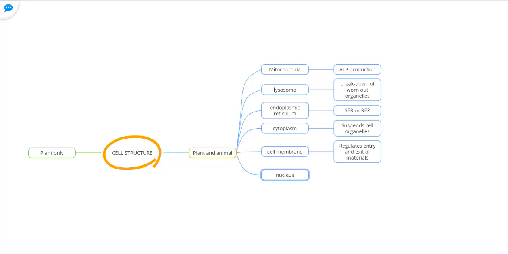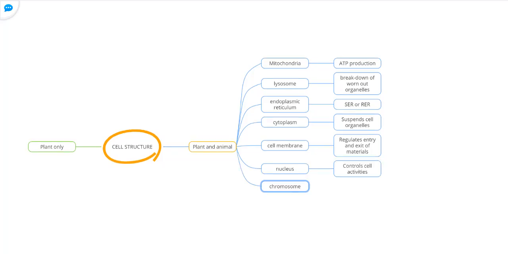For the nucleus, it controls the cell activities. Now, the function of the nucleus is intertwined with the function of the chromosome. And even though the chromosome contains genes, when we say the nucleus controls cell activities, it is through these genes that we have in the chromosome.